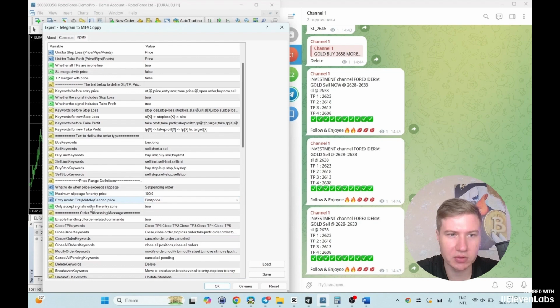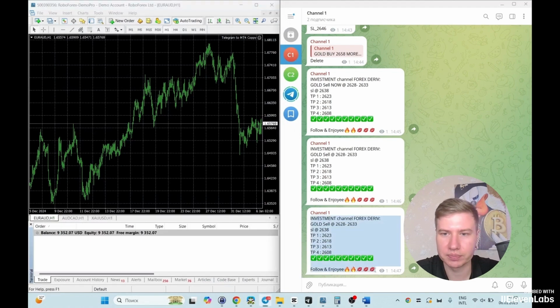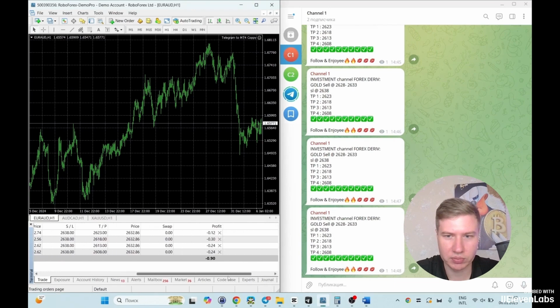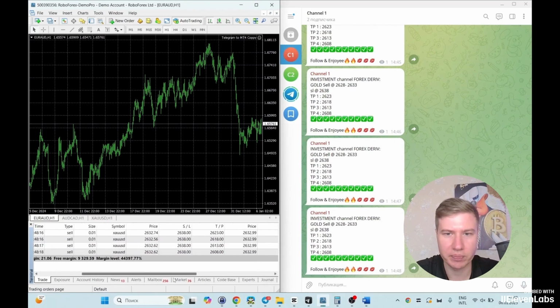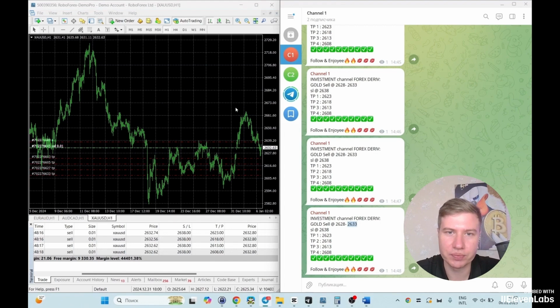It's not accepted because of the entry zone, so we can mark it as false, and we will also choose the second price. Now let's try to open this signal. This order has opened. Now let's check if the values were entered correctly. Here, the current gold price is close to the price we indicated.